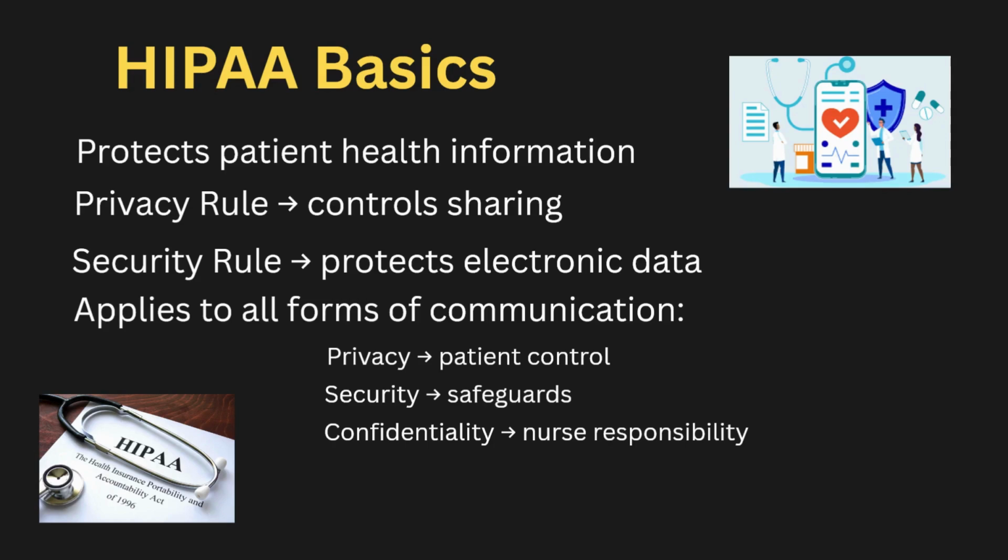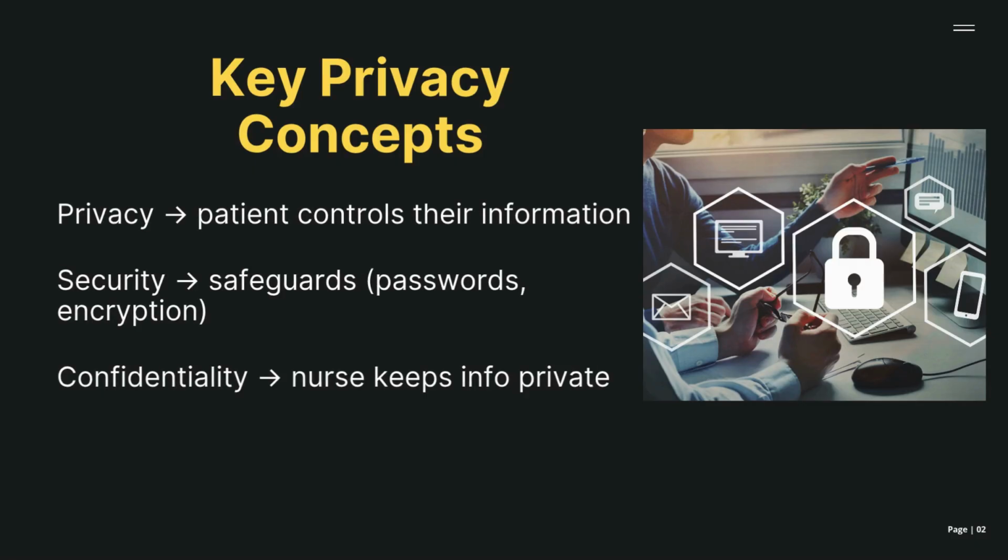The privacy rule focuses on how information is used and shared, while the security rule protects electronic health data. Privacy refers to the patient's right to control their information. Security involves safeguards like passwords and encryption, and confidentiality is the nurse's responsibility to keep patient information private. For example, discussing a patient in a public space is a confidentiality breach, while leaving a chart open on a computer is a security issue.